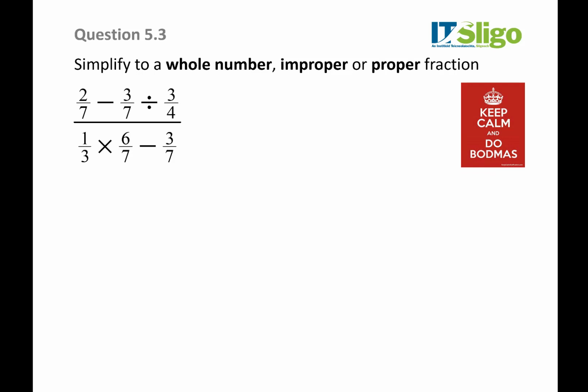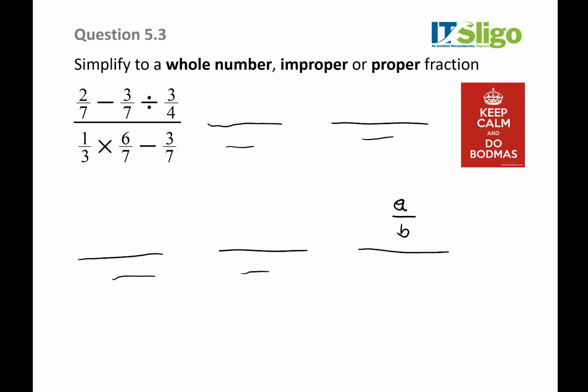So the way to tackle this problem is to work out the top line until you've got a simple fraction, a over b. Then work out the bottom line until you have a single fraction. And now you have a fraction divided by a fraction. Flip the lower fraction and multiply. Watch out for BODMAS though, guys, like I say.